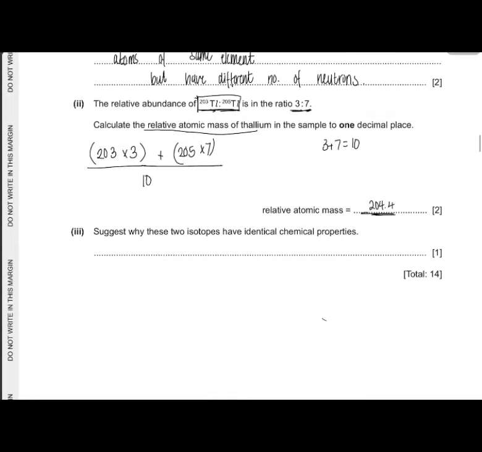Now suggest why these two isotopes have identical chemical properties. Because they have the same number of electrons. The number of electrons determines the chemical properties, and the number of protons helps to identify the element.